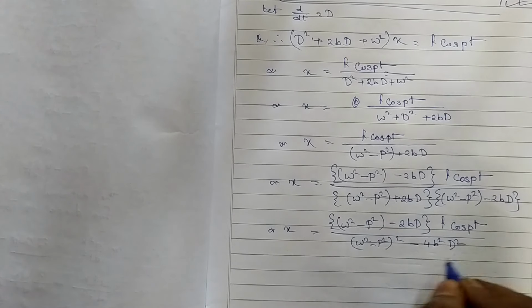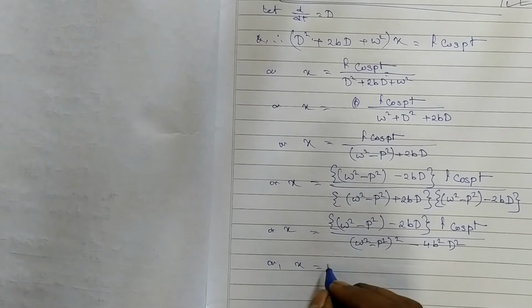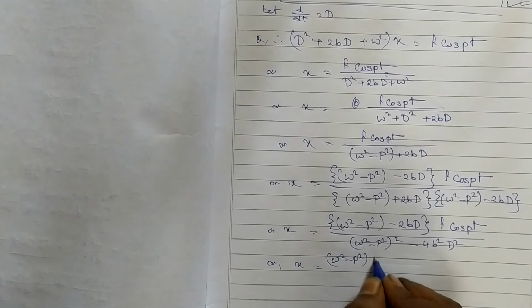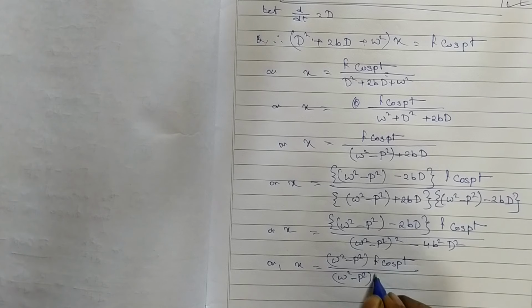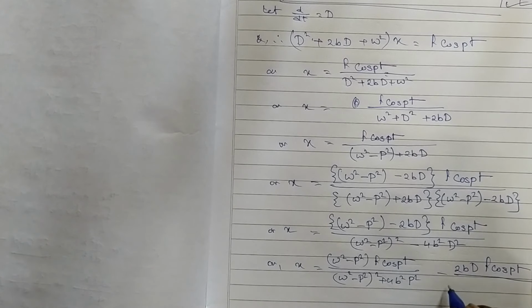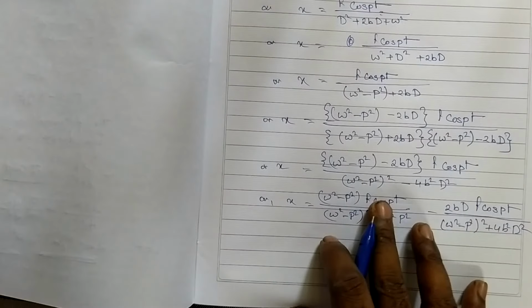Then x is equal to (omega square minus p square) f cos pt divided by ((omega square minus p square) whole square plus 4b square p square), minus 2bdf cos pt, whole divided by ((omega square minus p square) whole square plus 4b square d square).